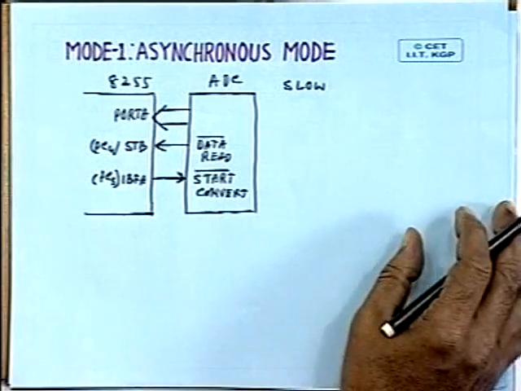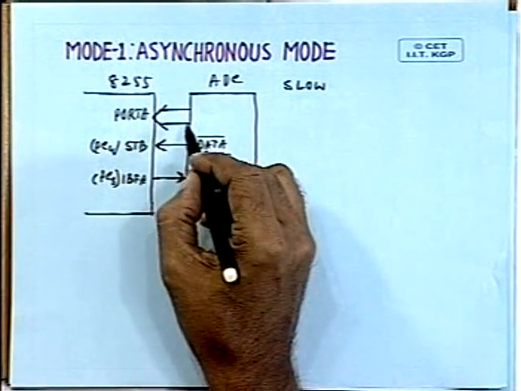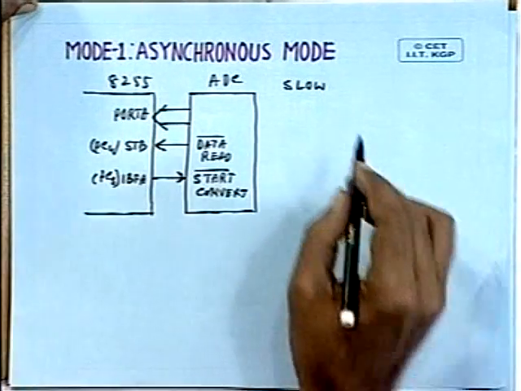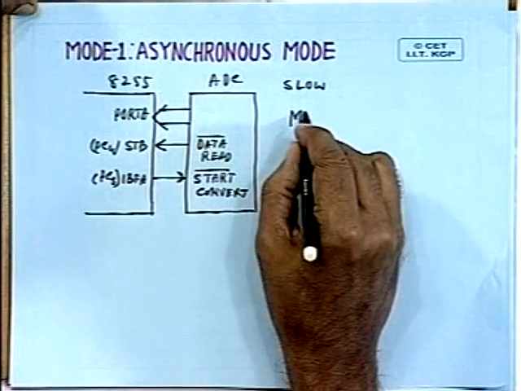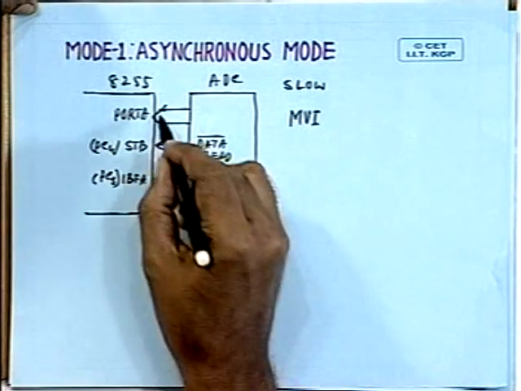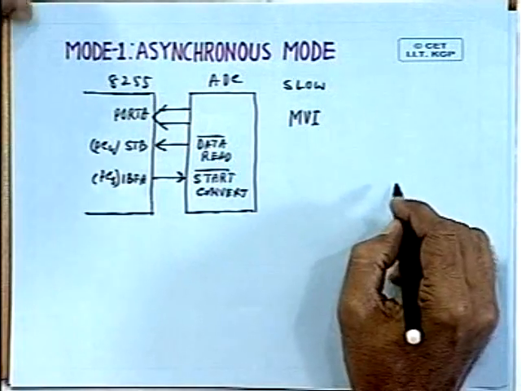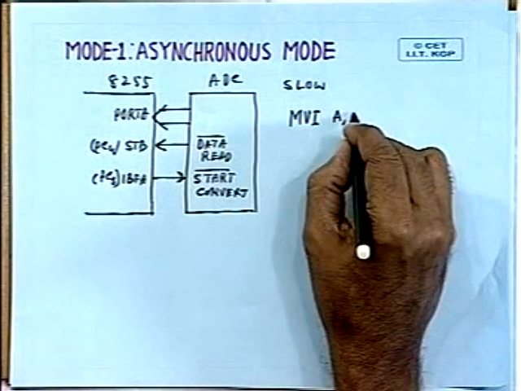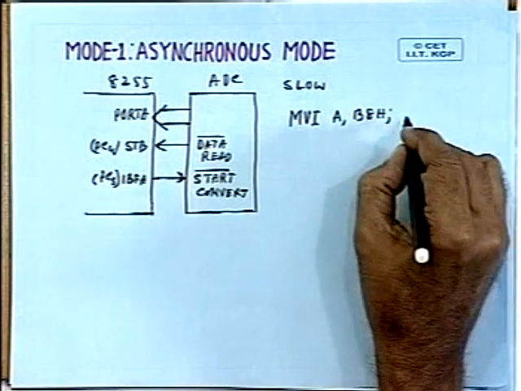Let's see how it can be used to transfer data in asynchronous mode by writing a suitable program. The program, first of all, will configure the port A in mode 1 and as an input port. To do that, the corresponding code that you have to write is B0H. So this configures port A.